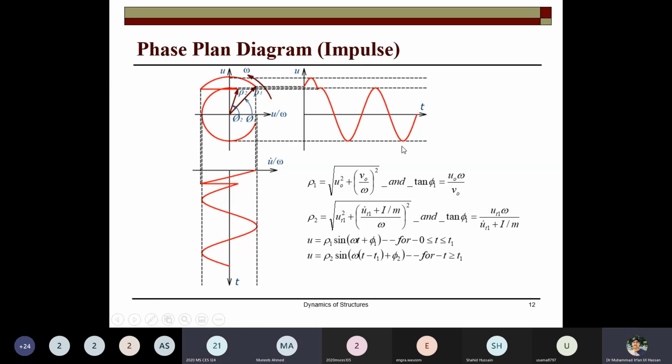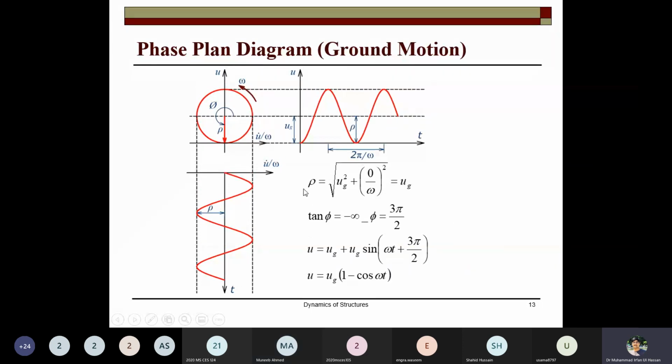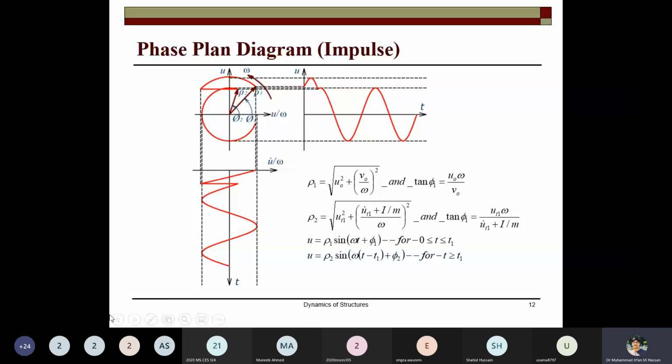Response of the system when the impulse is present, and what happens that you can determine the response of the system when there is an impulse. This is a bit different problem because there are two responses, one, rho 2, when the impulse was there, and rho 1 when only u naught and v naught or omega are present.